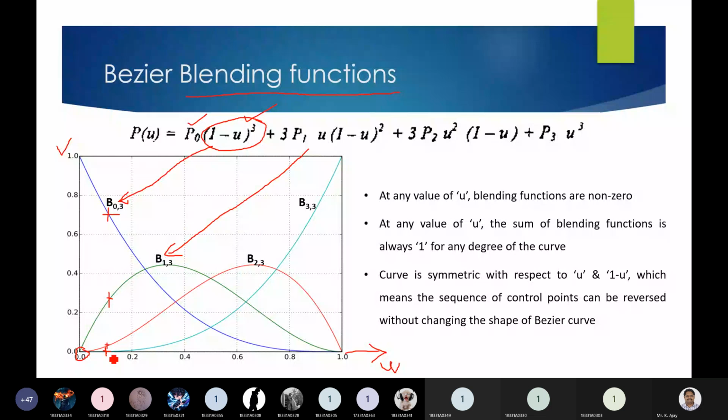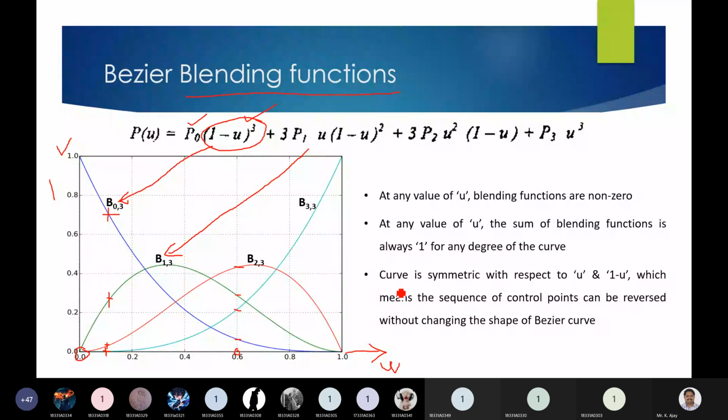But now if you add all these values, the final value would be 1. So that is what he is telling you about the characteristics of these blending functions. Similarly, you can take any u value. For example, at u is equal to 0.6, you have a certain value for b03 here, a certain value for b33 here, another value for b13 here, another value for b23 here. Now add all these four values, the final value will become 1. So that is another characteristic of the Bezier function.